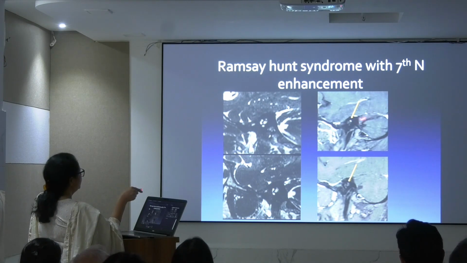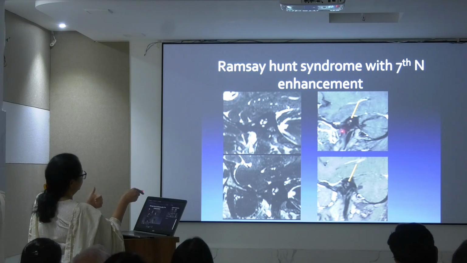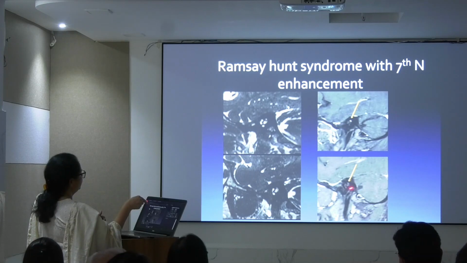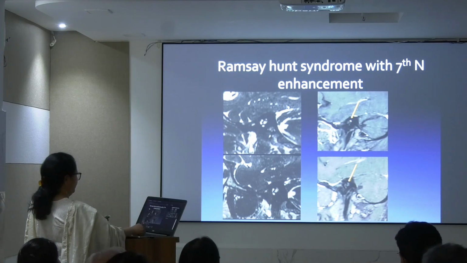What we are seeing here is the 7th nerve, posteriorly and superiorly. The 7th nerve is now enhancing, and the opposite side is not showing any enhancement.